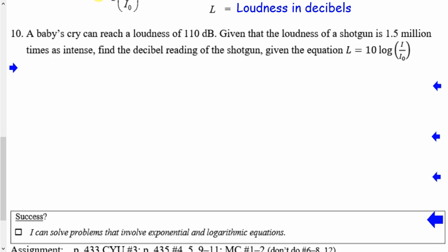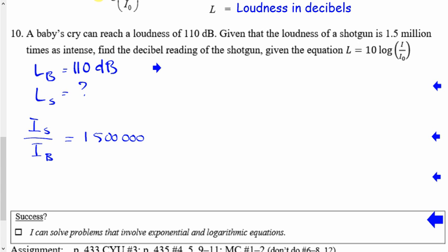We know the loudness for the baby is going to be 110 decibels. The loudness for the shotgun, that we don't know. But we do know the comparison of the two intensities is 1.5 million. So this is the information that we're given in the question, and what we want to find is the loudness of that shotgun. So we look over here at this equation and we want to do a comparison of intensities. We want to rewrite this logarithmic equation into exponential form.